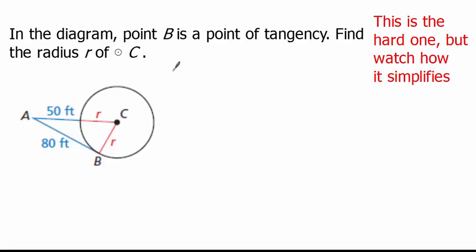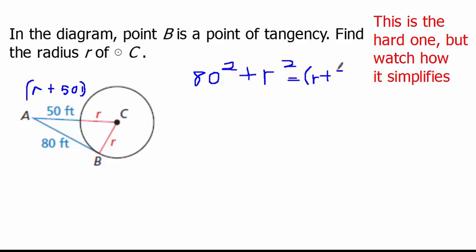Now, this is the trickier one to do. So we are now going to figure out the radius in order to make this tangent. So I have to use the Pythagorean theorem. This side over here is going to be r plus 50. So I'm going to set this up with one of the legs squared plus the radius squared, that's the other leg, equals r plus 50 squared.